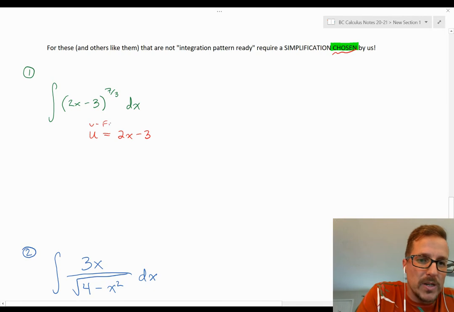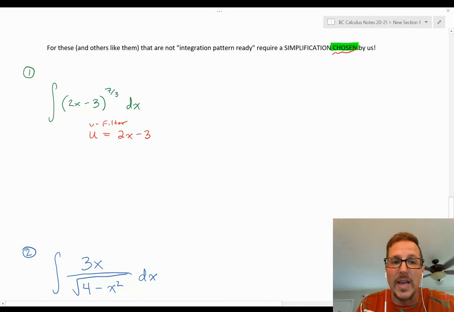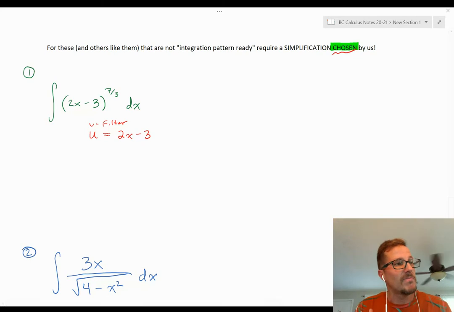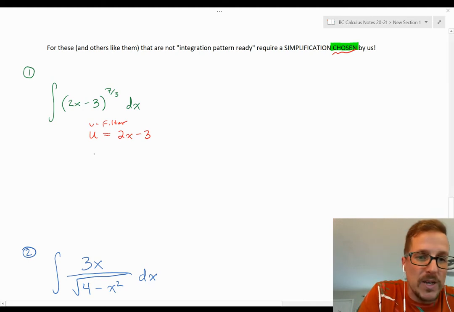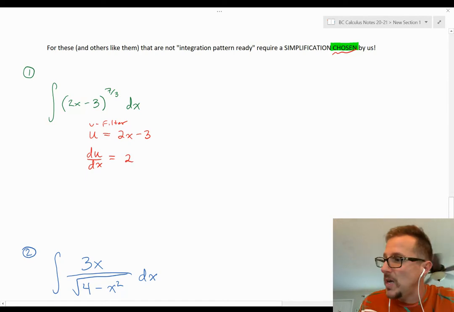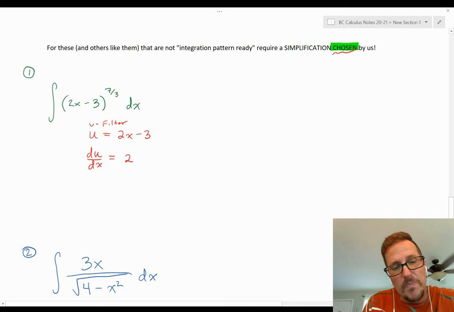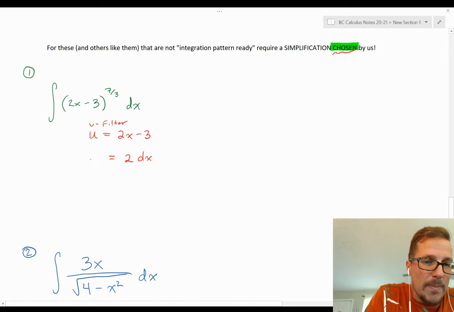Our u filter is going to be set up as u is 2x minus 3, but we've got to take the derivative. We've got to understand that if I was taking the derivative of this antiderivative function, I would have had to multiply by the derivative of that inside critter. So we need to figure out what du dx is. What is the derivative of u with respect to x? Well, it's just 2. So one thing I can do to simplify things a little bit is just multiply both sides by dx. So I have an easy way to swap out a dx for a du.